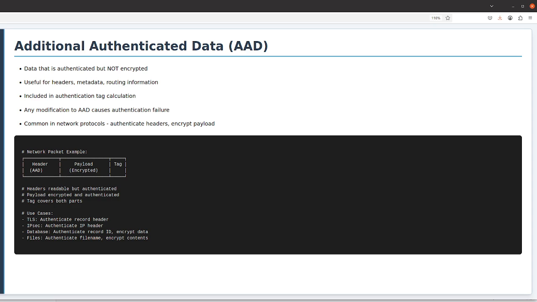When processing AAD, GCM breaks it into 128-bit blocks, processes each block through Galois field multiplication with H, and accumulates the results. This happens before processing the ciphertext. The AAD is included in the lengths block at the end, so both the AAD length and ciphertext length are authenticated. If an attacker adds, removes, or modifies AAD, the authentication tag will not verify.